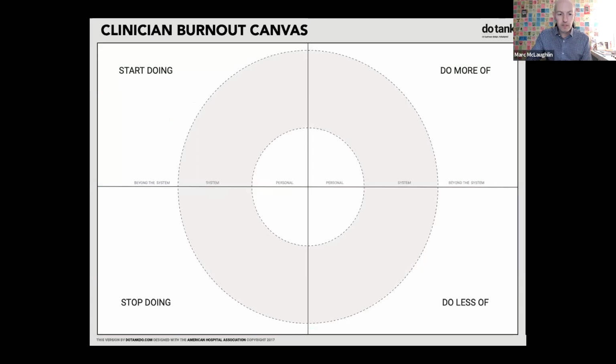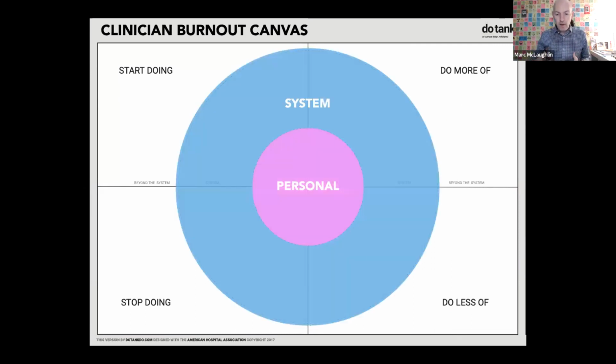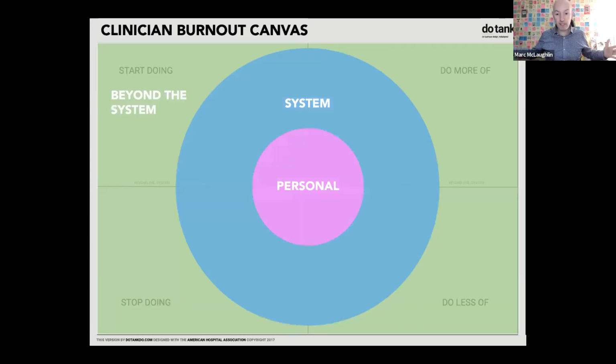So yes, we can discuss start, stop, do more of and do less of, but what does that mean at the personal level? For me, Mark, as a physician, I'm not a physician, but if I was a physician or a clinician, what would I personally want to start doing or stop doing? What would then make sense for the system and the environment that I work within? Trying to look at the dimension from inside the person to the system to then beyond the system itself.